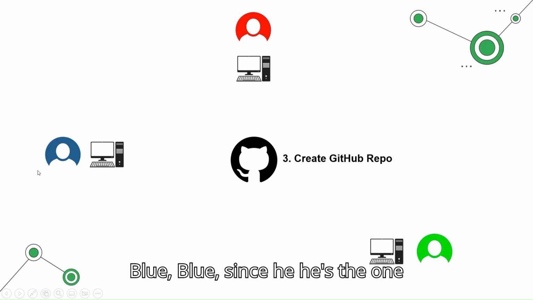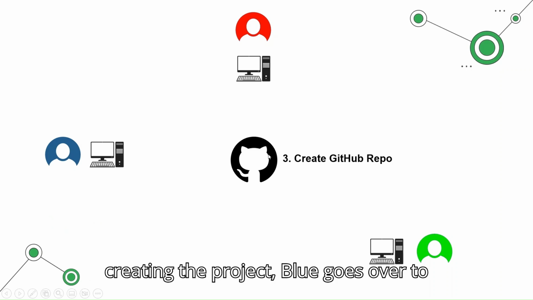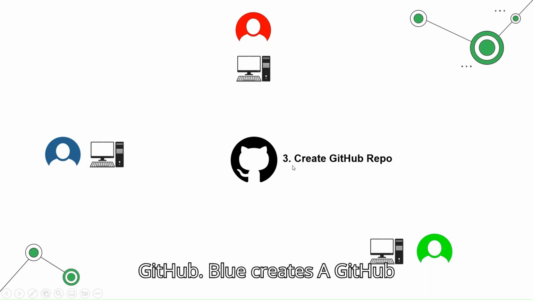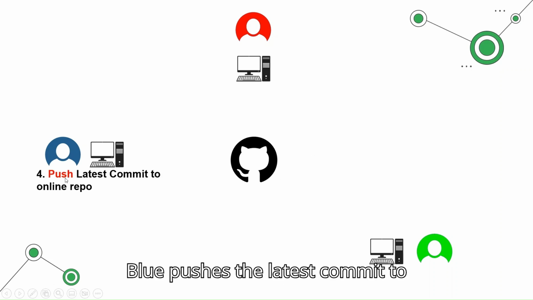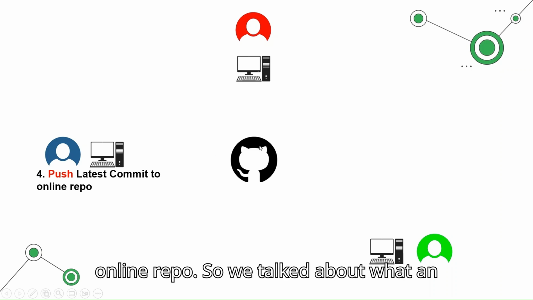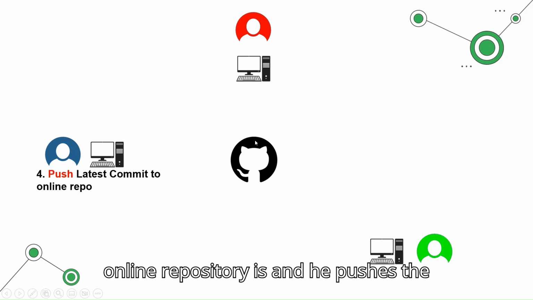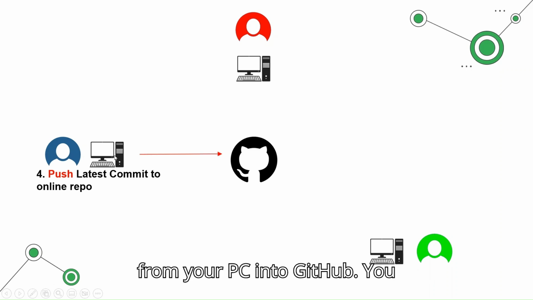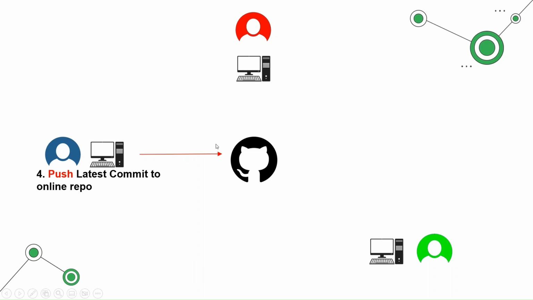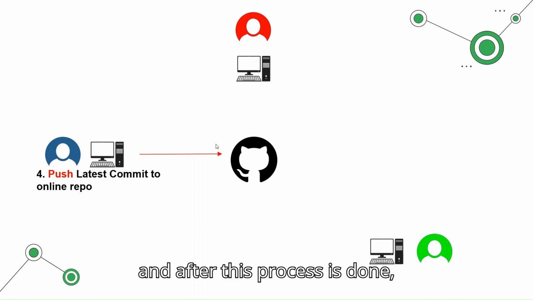Blue, since he's the one creating the project, goes over to GitHub. Blue creates a GitHub repository, and Blue pushes the latest commit to the online repo. So we talked about what an online repository is, and he pushes the code. Pushing the code means taking it from your PC into GitHub. You can see it in the arrow.